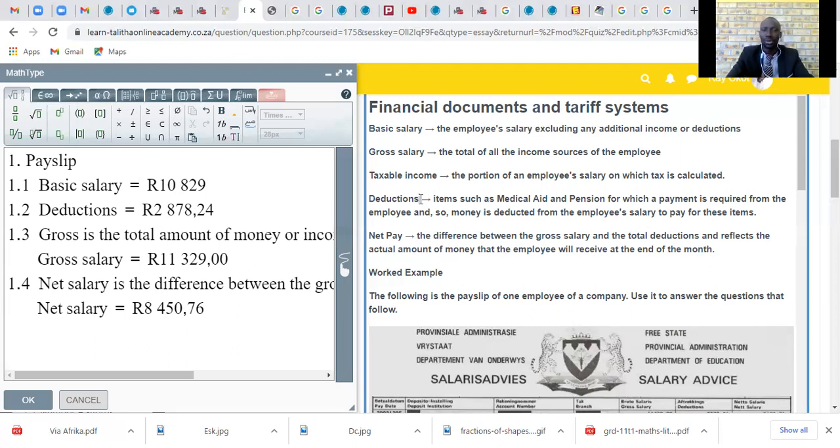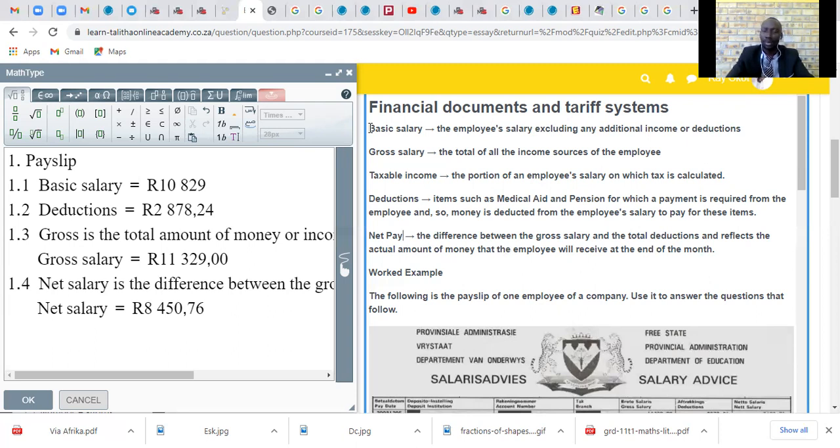Now, taxable income is the portion of an employee's salary on which tax is calculated. Deduction is the amount of money which is deducted from your account. Then the net pay is the difference between the gross salary and the total deduction. These terms don't mean the same. They have different meanings, and you should get them clearly. That's the reason you have to make sense of the terminologies used in this description.